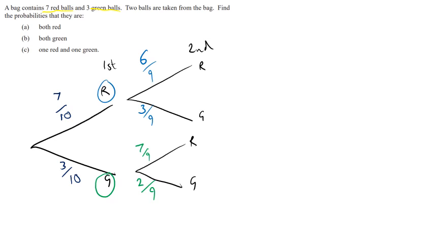And now we can just write out a list of all of our options. So my options are, I could get red, red. I could get red then green. I could get green then red, or I could get green then green. Oh, let me just rewrite that.